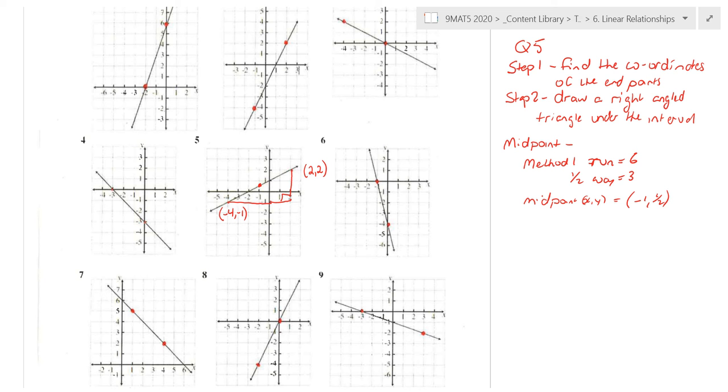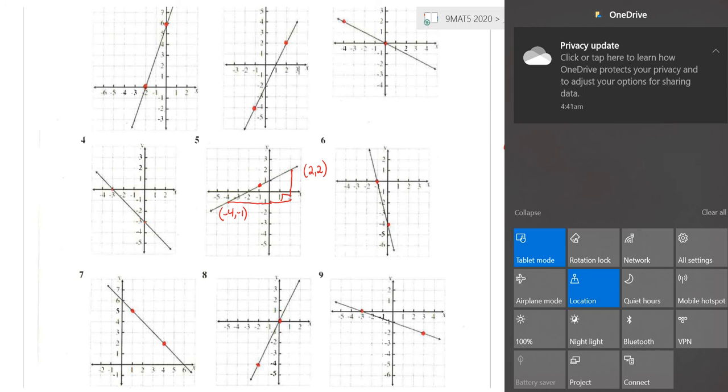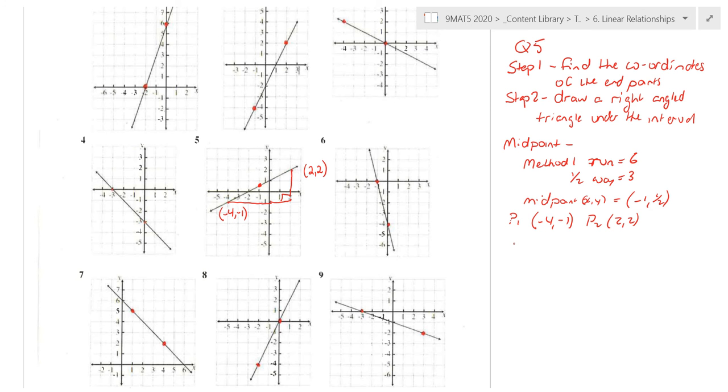So if we put our values in here, point 1 is minus 4, minus 1, point 2 is 2, 2, then average x is equal to minus 4 plus 2 over 2 equals minus 2 on 2 equals minus 1, which we can see is our same point as above.